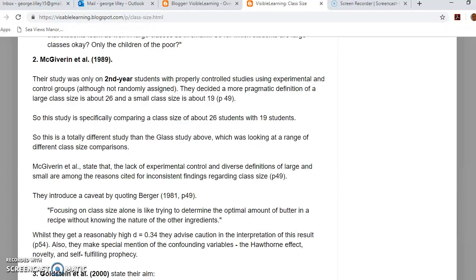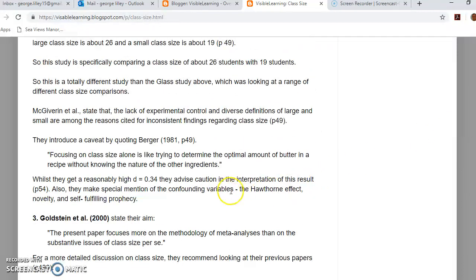Okay, the second meta-analysis, McGivern. This is a very different study to the Glass and Smith because it's only looking at one sort of class size reduction, from around 26 students down to 19, and it's only on second year students. So they report a reasonably high effect size of 0.34, but once again, this is a very different study to Glass and Smith. They also advise caution in interpreting this result because they make special mention of confounding variables, which is another thing that I found consistent amongst most of the studies that Hattie uses. Most of the authors always advise caution in interpreting their studies.